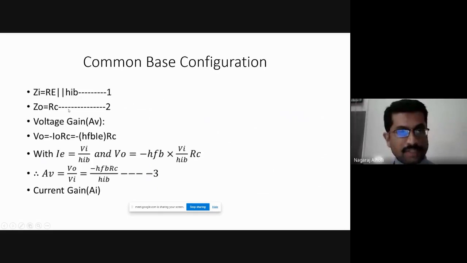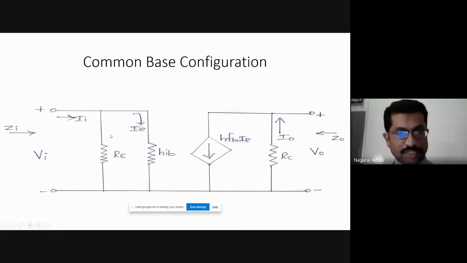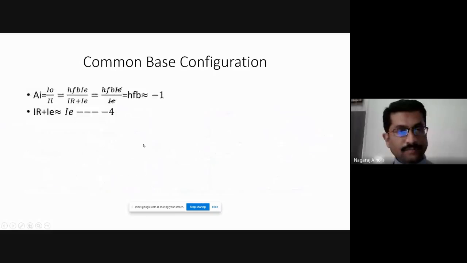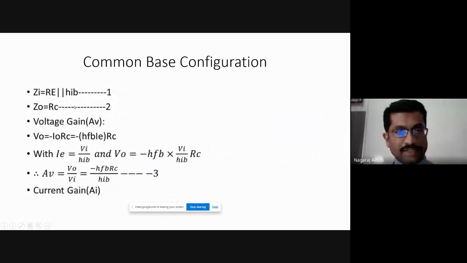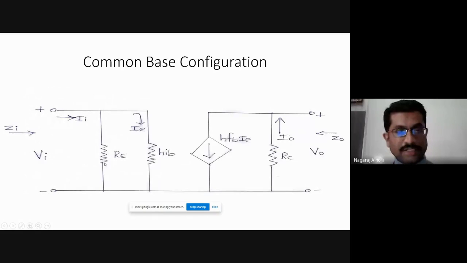The input current is the sum of the current flowing through this resistance RE and the current flowing through HIB. That is, II is equal to IRE plus IE. Here, the resistance RE is very high. It's a large resistance. Hence, the current flowing through RE is negligible.